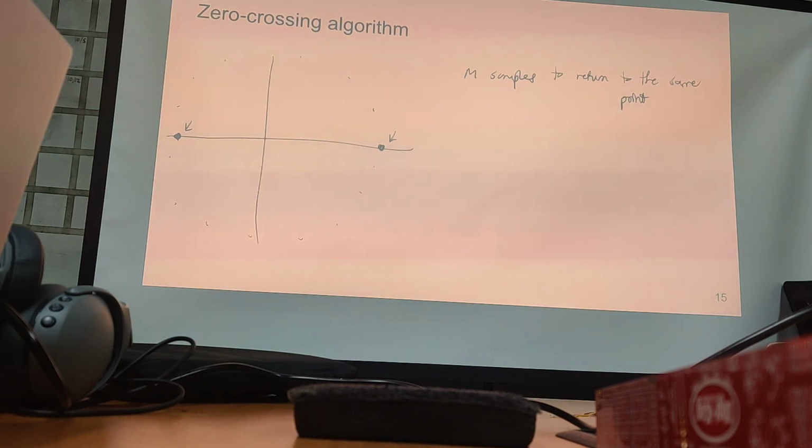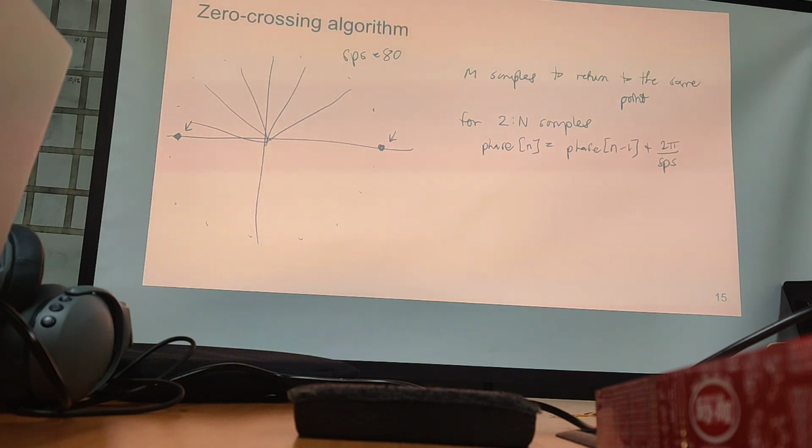And that is SPS. Okay, I'm going to write out the general algorithm for this. Hopefully it makes more sense. What we're going to do is go through all the samples and keep track of the phase that we think is the sample that we're getting. So phase at n equals phase at n minus 1 plus 2 pi over SPS. Because if SPS equals 80, then you can think of each additional sample as being a slice of this phase plot that has 1 over 80 times 2 pi.